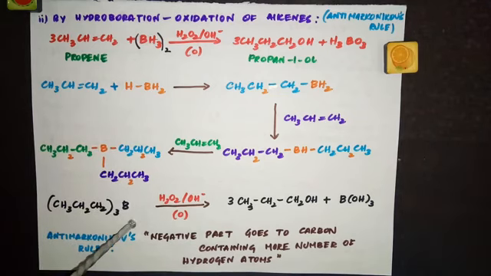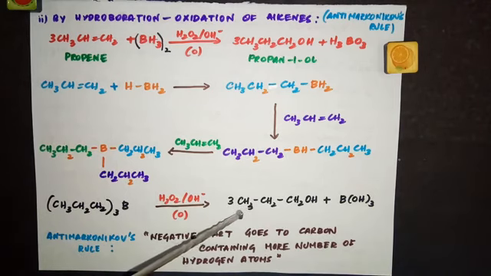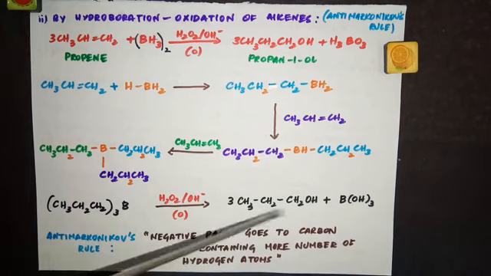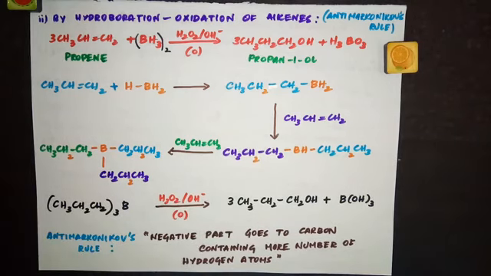and boron. Now treating this with hydrogen peroxide and OH minus, which means it is going to undergo oxidation reaction. You are getting what? Three molecules of propane 1-ol and boric acid, which can be written as BOH thrice also. So in question, if they give you propene and this reagents, you need not write all these steps. You can directly predict the product and write it as such.